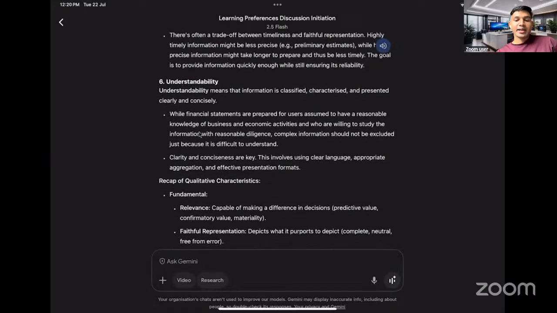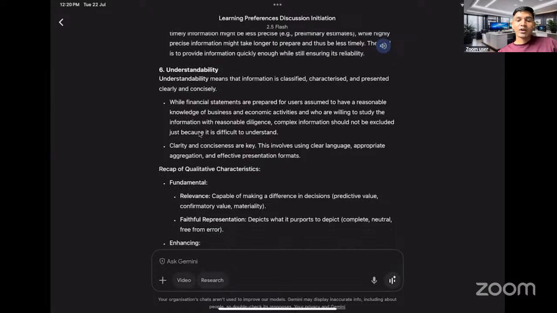Understandability. Understandability means that information is classified, characterized, and presented clearly and concisely. While financial statements are prepared for users assumed to have a reasonable knowledge of business and economic activities and who are willing to study the information with reasonable diligence, complex information should not be excluded just because it is difficult to understand. Clarity and consistency are key. These involve using clear language, appropriate aggregation, and effective presentation formats.